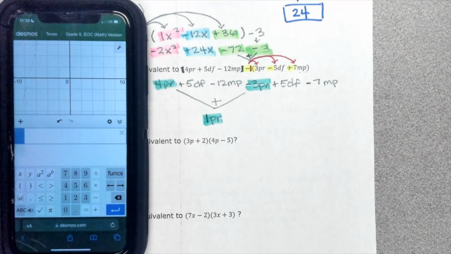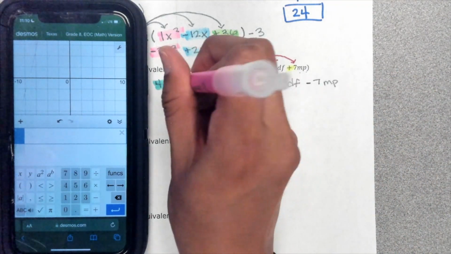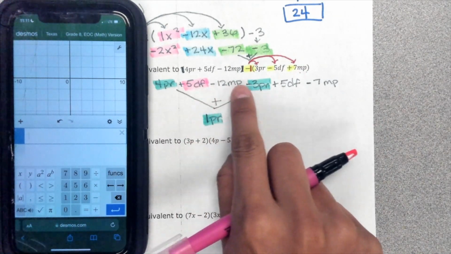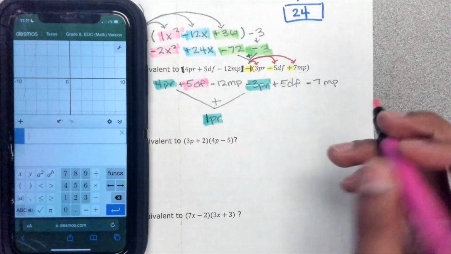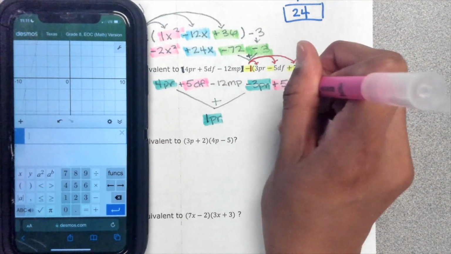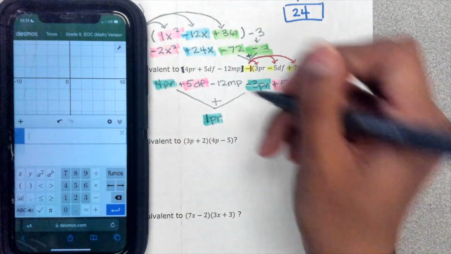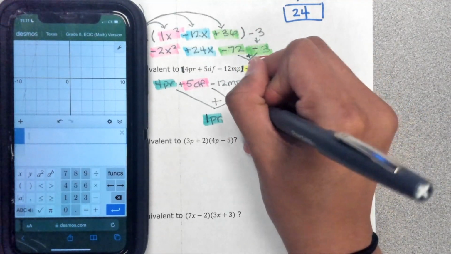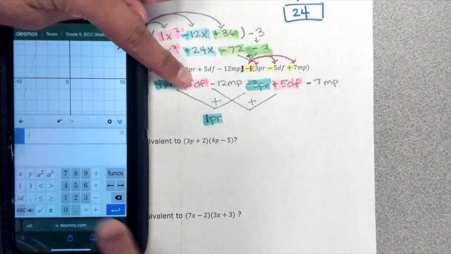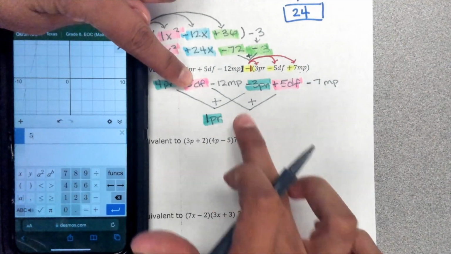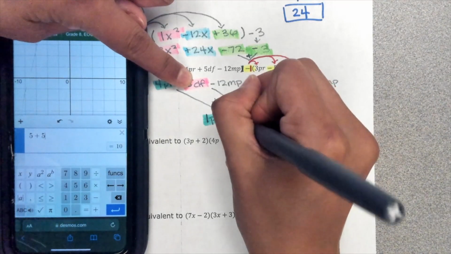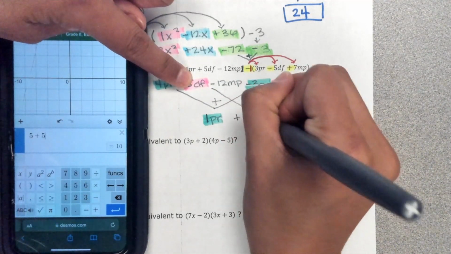Okay, next we're going to highlight the next term, which is 5DF, and so we're looking for another DF, which is here, another positive 5DF. Again, we're going to connect these and draw a plus sign in between. So we have a positive 5 plus another positive 5, which gives me a positive 10DF.